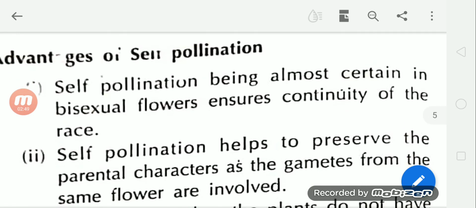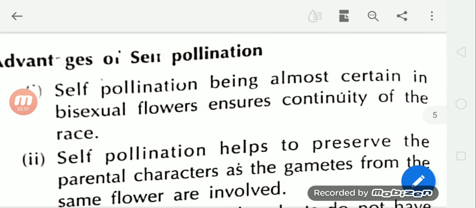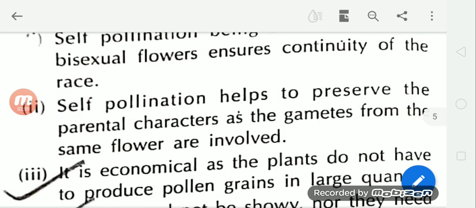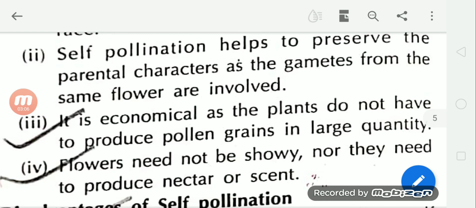Advantages of self-pollination. Self-pollination, being almost certain in bisexual flower, ensures the continuity of the race. Self-pollination helps to preserve the parental characters as the gametes from the same flower are involved. It is economical as the plants do not have to produce pollen grains in large quantity. Flowers need not be showy, nor do they need to produce nectar or scent.